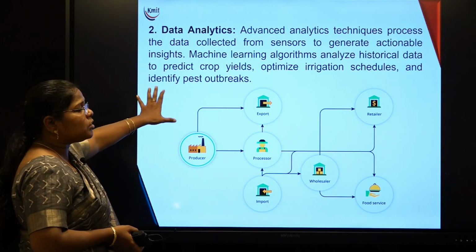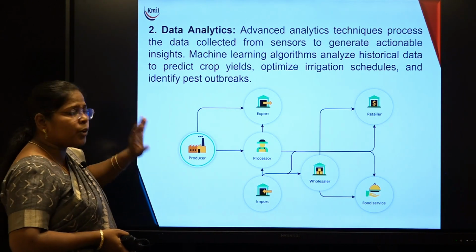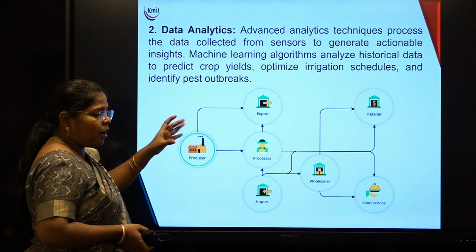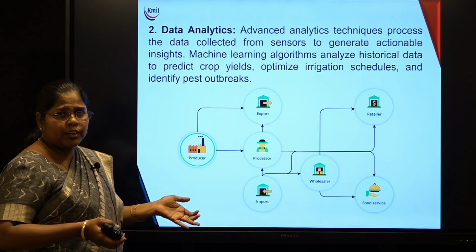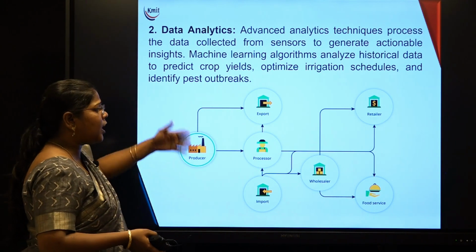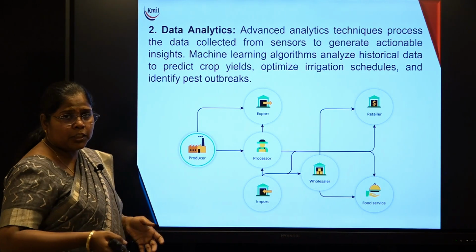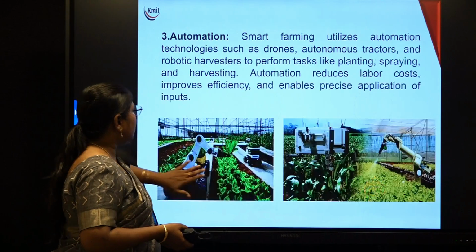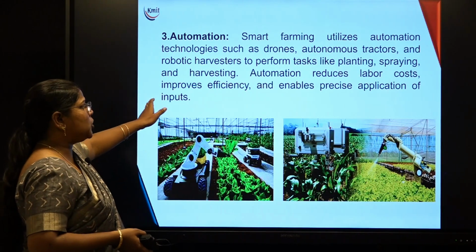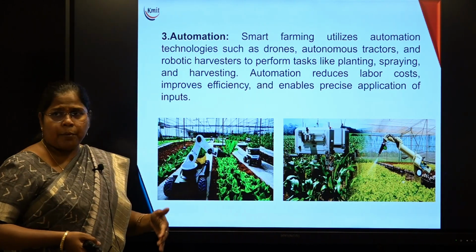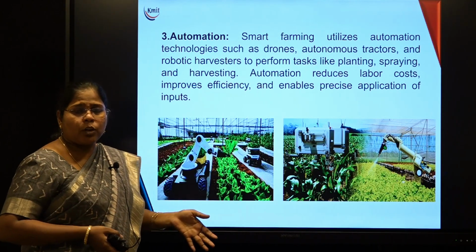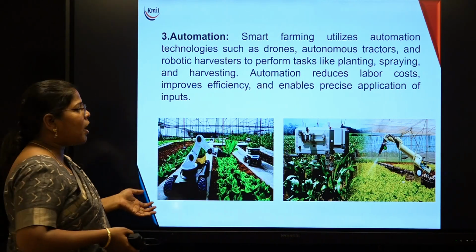Next is coming to the data analytics. I told you we have much data, large data. Based on that, we need to analyze the data and see whether the supply management is proper or not. Next is coming to the automation. AI/ML based automation is also required to generate smart farming.